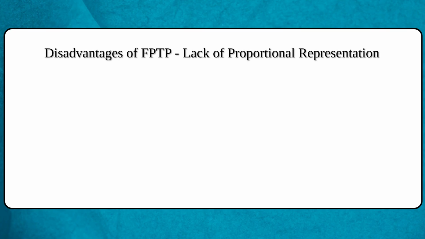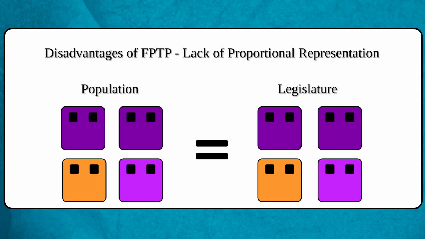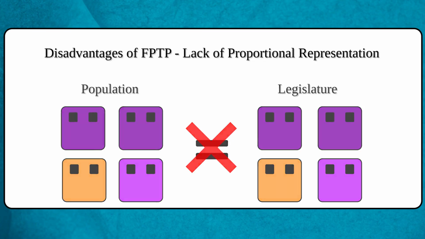If FPTP had proportional or fair representation, support for a specific political party among the population should translate to that party gaining roughly the same percentage of seats in the legislature. However, this is not the case, as first-past-the-post can, and regularly does, lead to a considerable mismatch between the number of voters who support a party's agenda and how many of their candidates actually win an election.